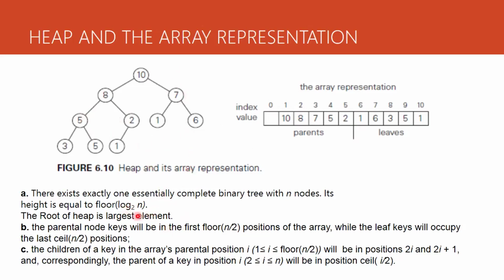So if n equals 10, that means the number of elements is 10. Then the height of the tree would be log 10 to the base 2, which is equal to 3.3, and the floor of 3.3 is 3. So you can see the height is 0, 1, 2, 3. The longest path from the root to the leaf gives you the height.